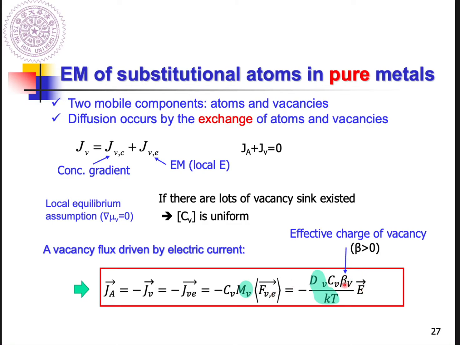And the beta here is beta V. We label V as the effective charge of vacancy. The difference between the beta V and the beta we mentioned in the previous slide is the sign.